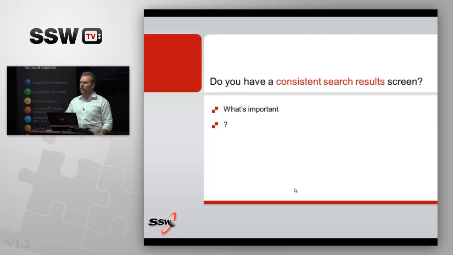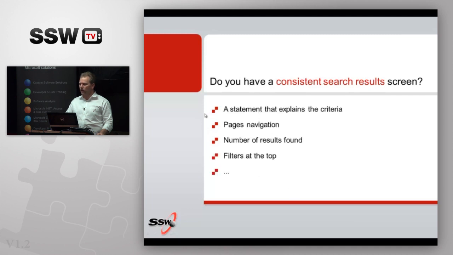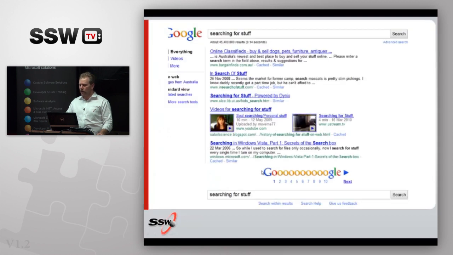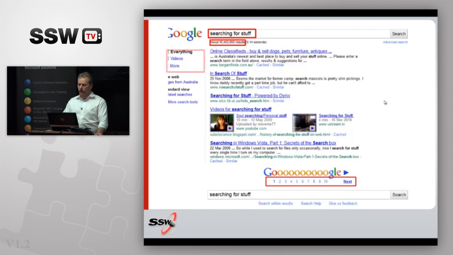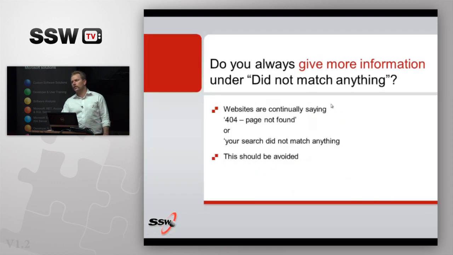Okay, consistent results. I think results should have a statement. They should have page navigation in the center, number of results, and the filters. So I like this. I like my results in the center. I like my text box with the fields, the text I've just entered. So just look here. There's number 1, number 2, number 3, number 4. That's the faceted search. Okay, so be aware to always do it like that. Lots of people put the numbers over on the left. I don't know why they do that.